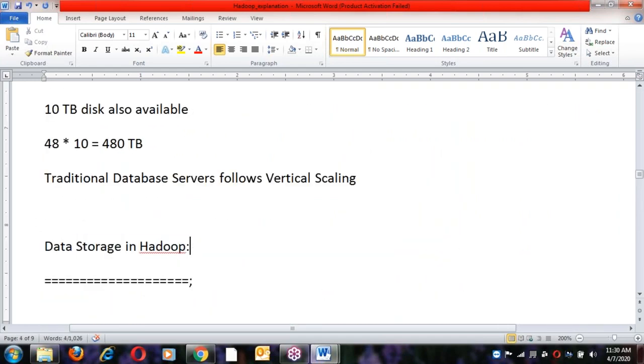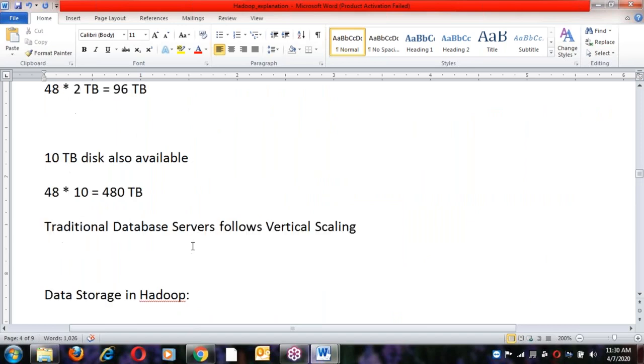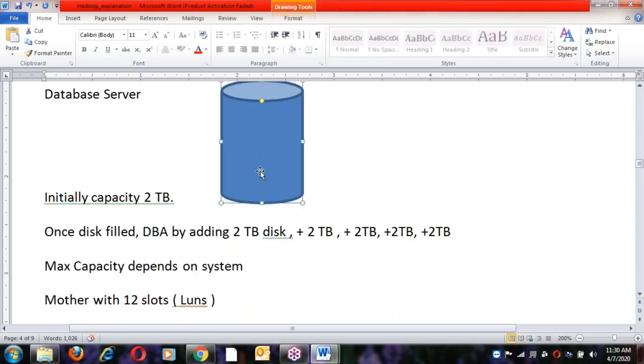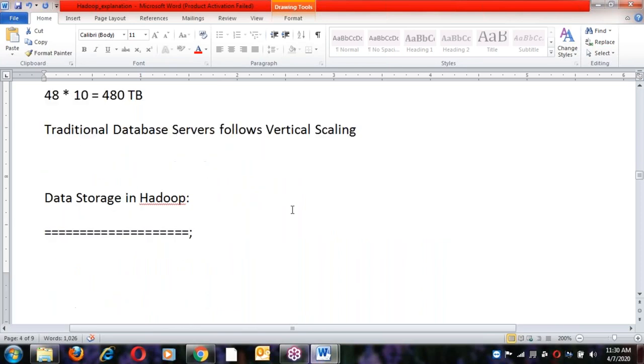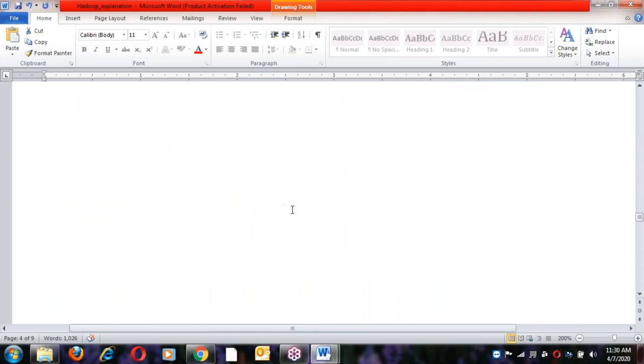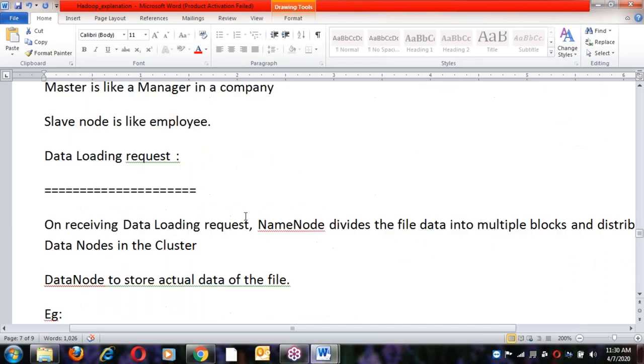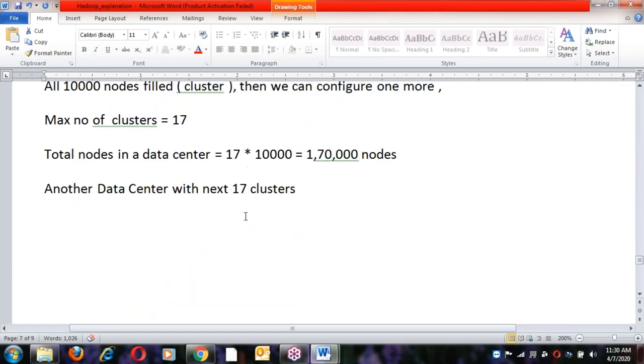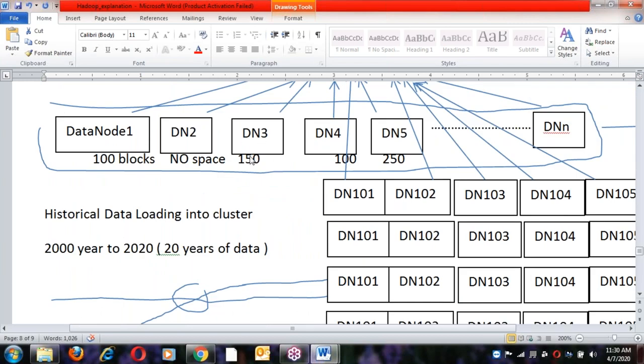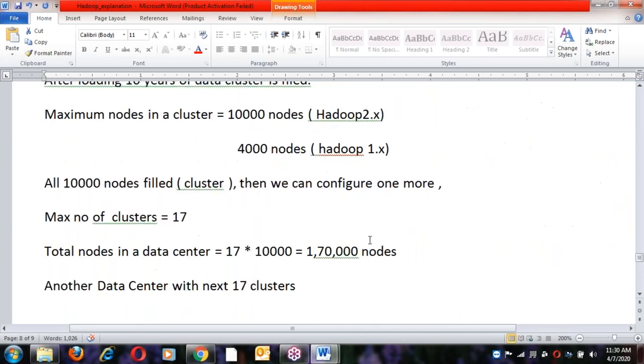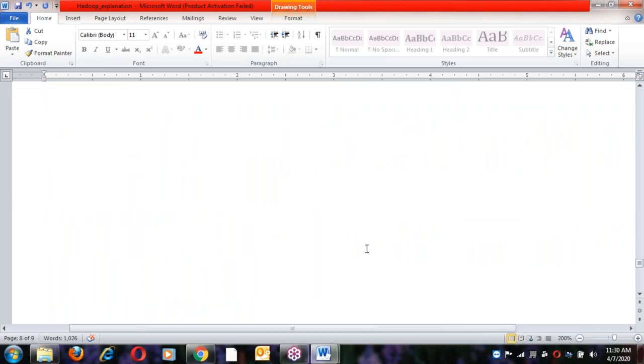Data storage, traditional systems versus Hadoop. In traditional systems, what is happening? We are just increasing the volume of the disk, increasing the volume of the server. Increasing the volume of the server is called vertical scaling. But in Hadoop, we are not increasing the volume of the servers. Instead, we are adding some more servers. This is called horizontal scaling. So vertical scaling and horizontal scaling.